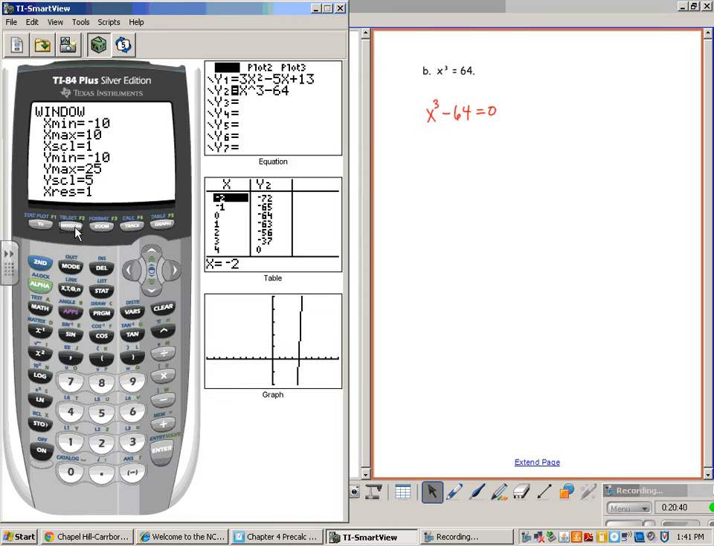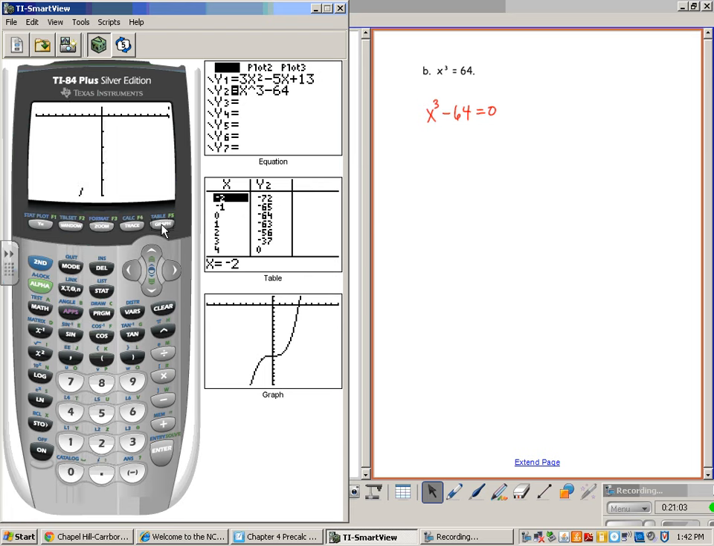So I'll go over here to my window, and I'm going to change it so that my y minimum is negative 100. I probably don't need to go up 25, so let's just change that to 10. And my y scale, since I'm going all the way to 100, let's change this to something like 20. And take a look at this graph. There we get a better idea of what the graph of x cubed minus 64 looks like.